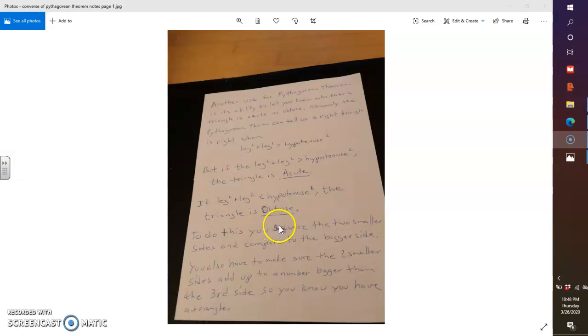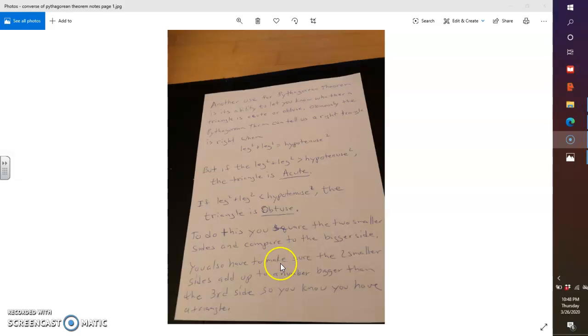And to do this, it's pretty simple. We just square the two smaller numbers because we need to know if there is a potential hypotenuse, that always has to be the biggest side of the triangle. So if you square the two smaller numbers and add them and compare it to the square of the bigger side, we'll be able to tell whether a triangle is acute, obtuse, or right.